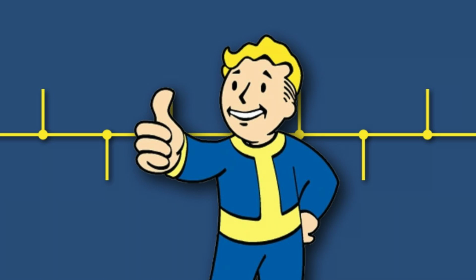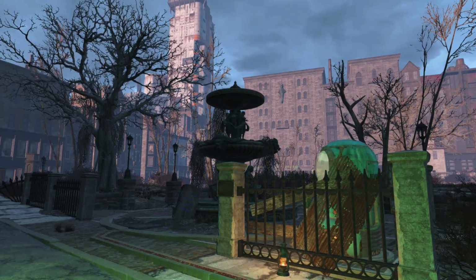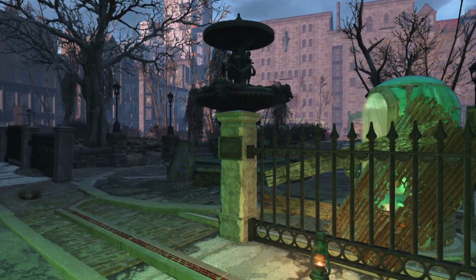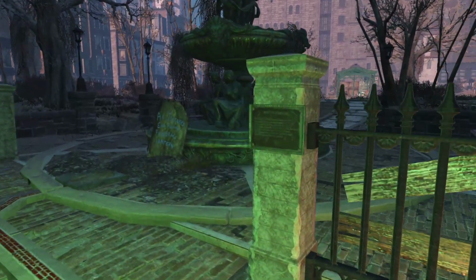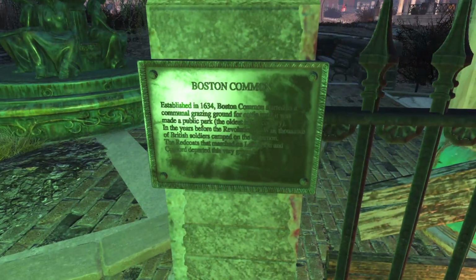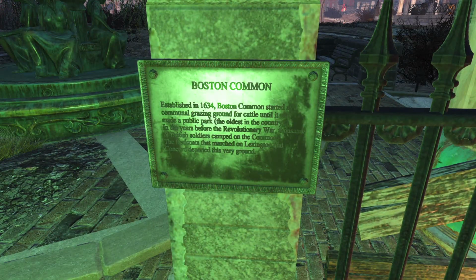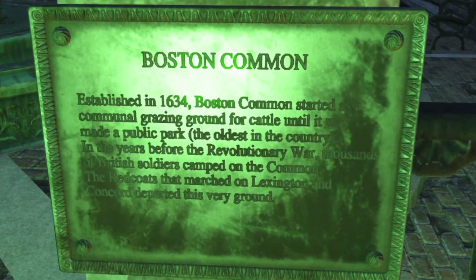This is the same date. This is the same location. And we know about it because of an inscription on a placard. One of the placards in Boston notes Boston Common. Established in 1634, Boston Common started as a communal grazing ground for cattle until it was made a public park, the oldest in the country.